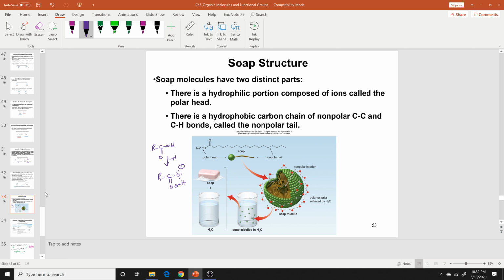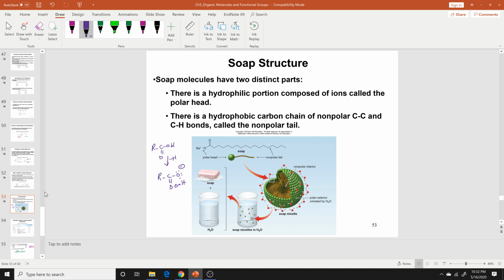Normally, the long carbon chain, which is the nonpolar tail, is hydrophobic. It doesn't like water at all. So this is why, when soap is in contact with water, it arranges as a micelle.